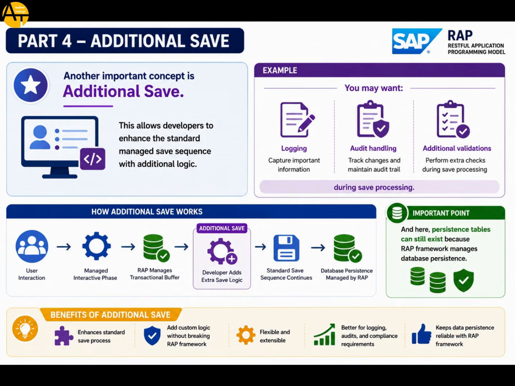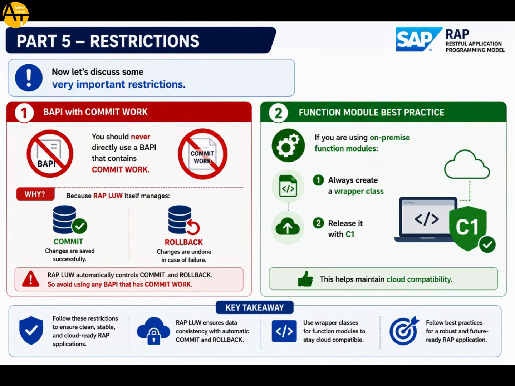Part 5: Restrictions. Now let's discuss some very important restrictions. BAPI with commit work: you should never directly use a BAPI that contains commit work. Why? Because RAP itself manages commit and rollback. Function module best practice: if you are using on-premise function modules, always create a wrapper class. Release it with C1. This helps maintain cloud compatibility.